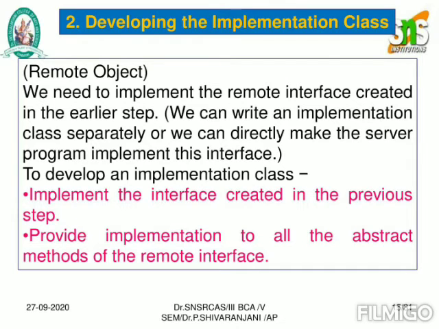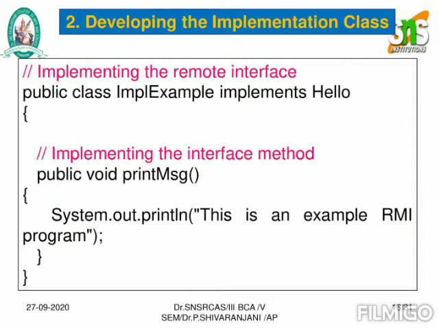So the first one is implementing the remote interface. That is, I have created a class called Example, and I'm implementing the interface called Hello, which I created in step 1. Now I'm implementing the interface's method called printMessage that I created in my first step. Here I'm going to display a message that this is an example of an RMI program. So this is the second step you have to do in your RMI application development.